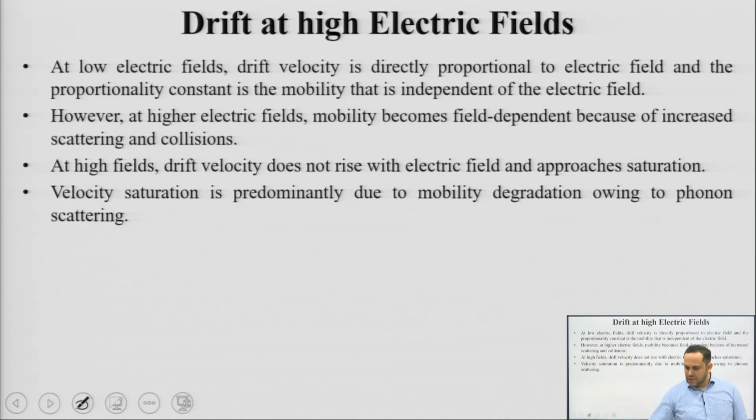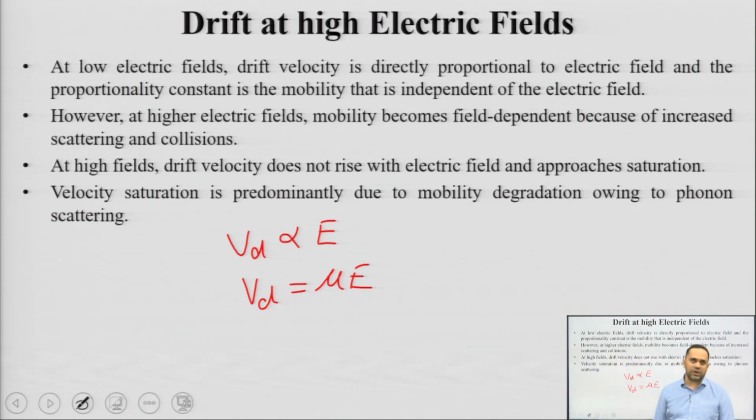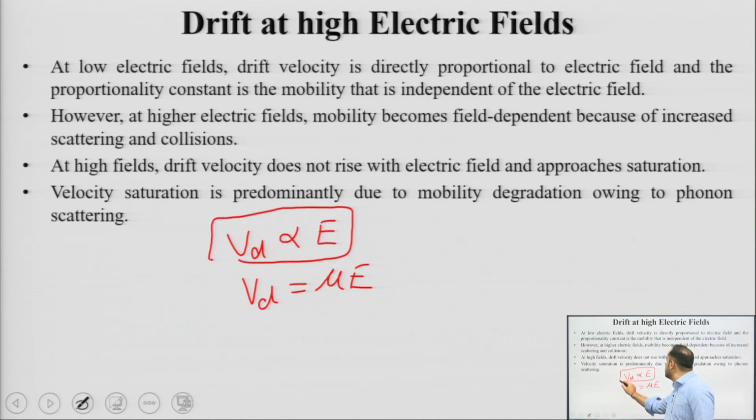Moving further, we are going to study what happens when you apply a very high intensity of electric field in a semiconductor. Till now we have seen that drift velocity is directly proportional to electric field, and the constant of proportionality is mobility. Okay. So, for electrons you use electron mobility, for holes you use hole mobility. At low electric fields we can easily say that this drift velocity is directly proportional to E.